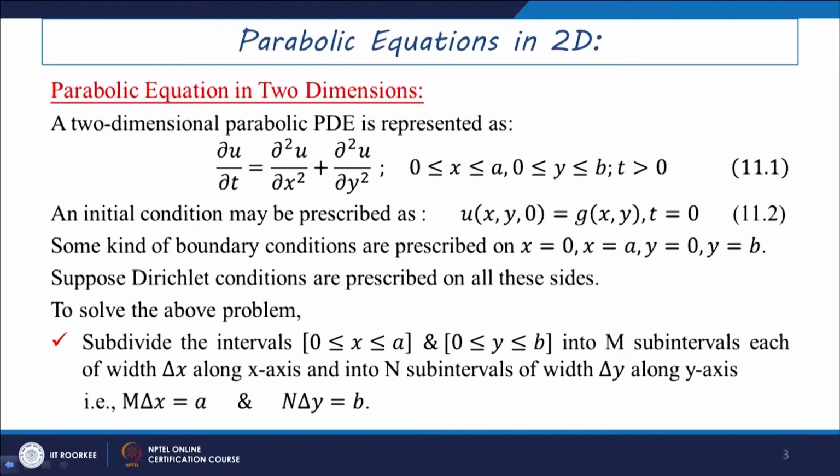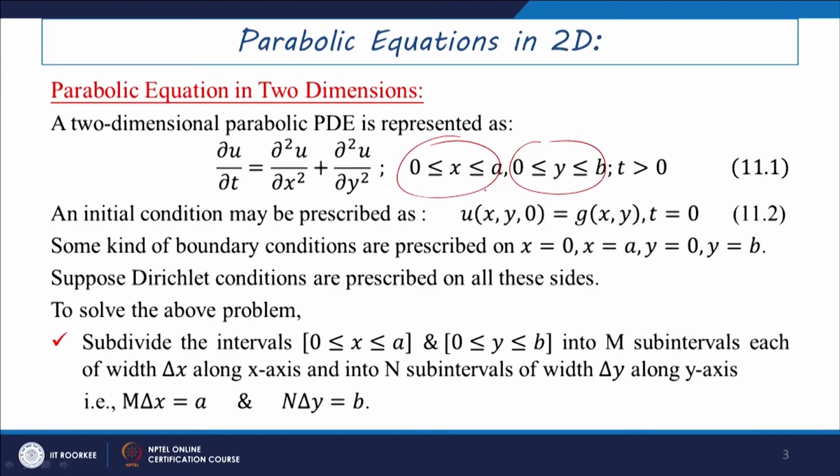solutions. So, if you go for parabolic equations in two dimensions, then this equation can be written in the form del u by del t equals del square u by del x square plus del square u by del y square, where we have the boundary defined within the region x lies between 0 to a and y lies between 0 to b.